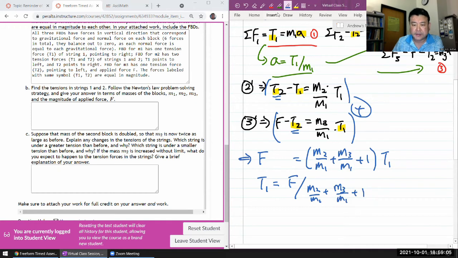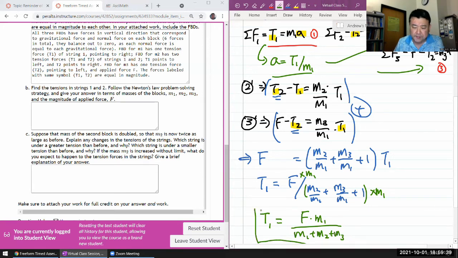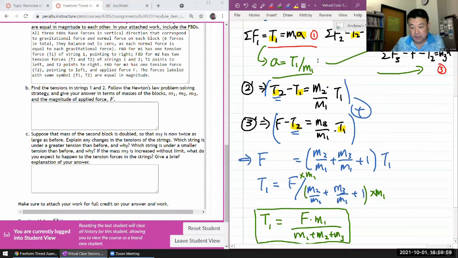Let me make this a little bit prettier. I can multiply numerator and denominator by the same quantity, that is M1. This doesn't change anything because I'm multiplying by 1, but the resulting expression will be F times M1 divided by M1 plus M2 plus M3. And I hope once you've written this down, it makes sense, because the applied force F divided by the total mass, that intuitively is what acceleration should be. So what this is saying is it's acceleration times the mass M1, which goes back to this expression here. So all that makes sense to me.